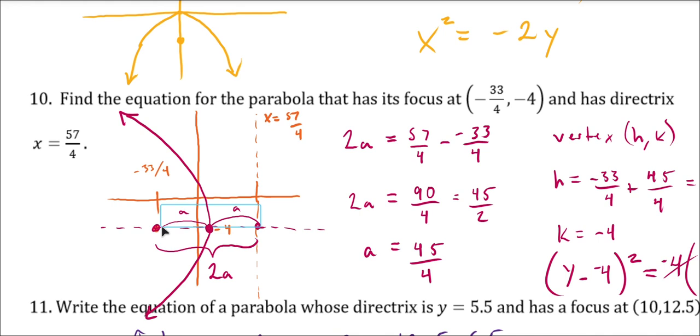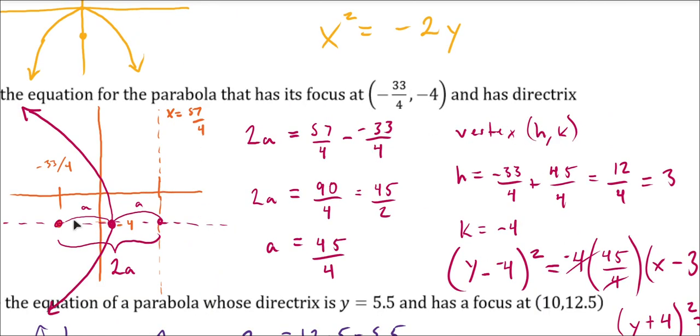And we know that our vertex is going to be halfway between the directrix and the focus. So that means this distance here from one to the other is going to be 2a. You could go along the axis of symmetry of the parabola and see how far you went from focus to directrix, and that would be a value of 2a. And the vertex would be right in between them. So we could solve for that distance, which is 57/4 minus -33/4, and then divide that by 2 to get 45/4 for our value of a.